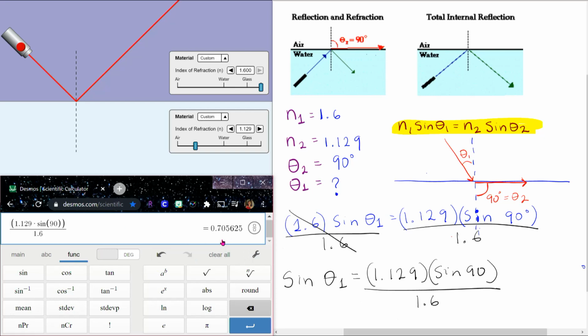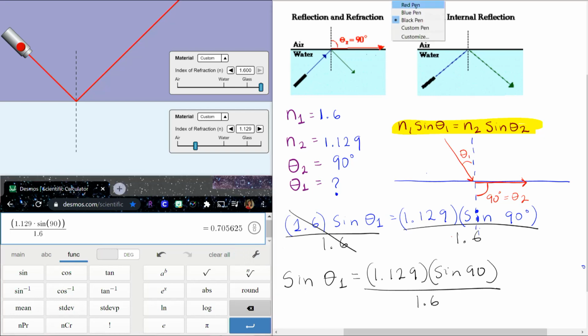Now here's the thing. This is not the answer. That is not angle 1. That is the sine of angle 1. So how do I find the actual angle? You need to use the inverse of the sine, because sine of an angle is not a multiplication. Sine of an angle is a number, and it is 0.705. So to solve for the angle, angle 1 equals the inverse of the sine, which is sine to the -1, of all of that. That is what I'm looking for.